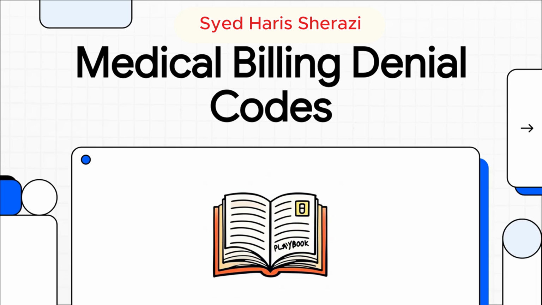All right, if you're in medical billing, you know this feeling, right? That frustrating moment when a claim gets denied. It can seriously feel like you're trying to solve a puzzle with half the pieces missing. But what if you had a decoder ring for the most common errors? Well, that's exactly what we're doing today. We're building a clear, actionable playbook for understanding and crushing those contractual obligation, or CO, denial codes.